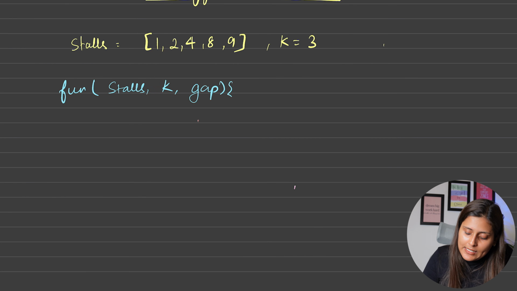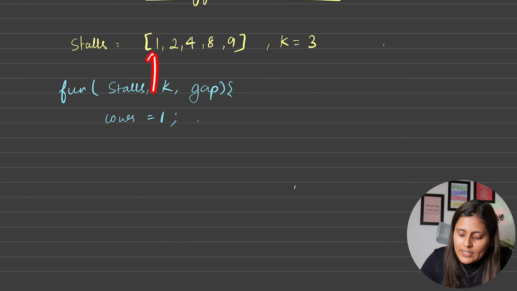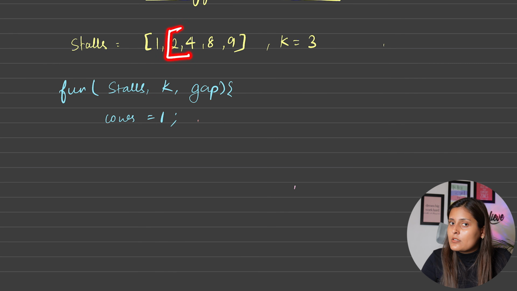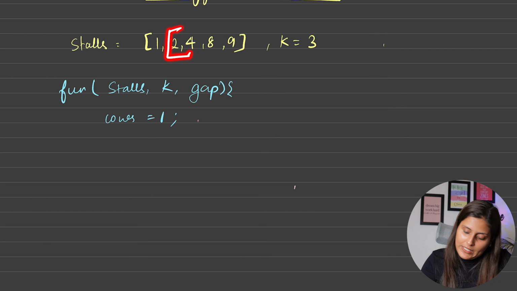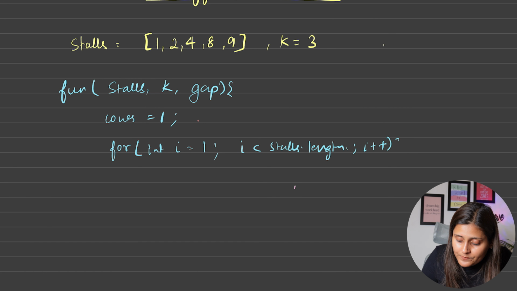Now we want to fit all the cows, so definitely the very first cow we will fit at the 0th location. So we can increase our cows counter by 1, saying that one cow is already sitting at the 0th location. So why not start fitting the second cow from the next location onwards? Hence we will run the second for loop, from int i is equal to 1 and i less than stalls dot length, and i plus plus.